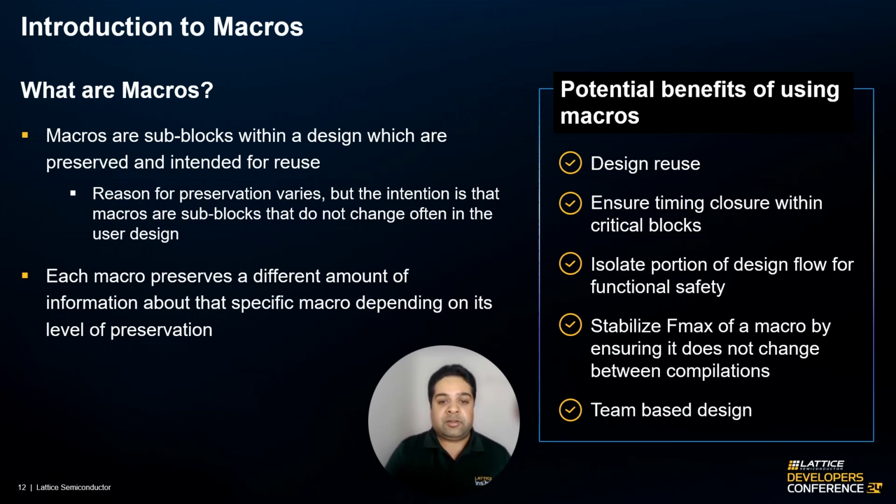Another potential benefit of using macros is that it stabilizes the Fmax of a macro. By ensuring that a macro does not change between compilations, its maximum operating frequency, or Fmax, can be stabilized. This consistency is crucial for maintaining the performance of the design.